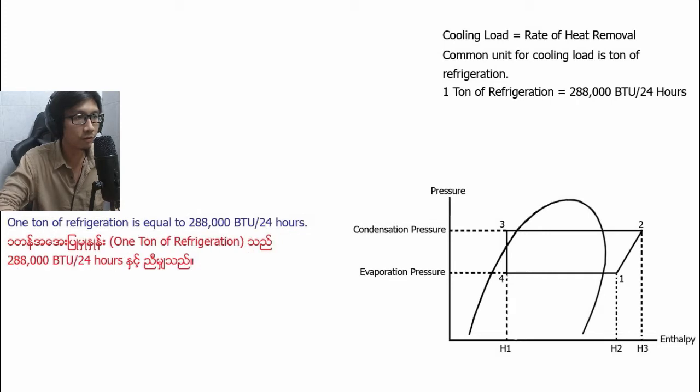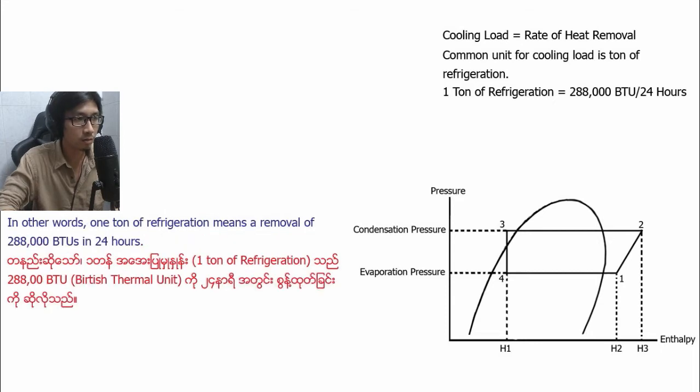1 ton of refrigeration is equal to 288,000 BTU per 24 hours. In other words, 1 ton of refrigeration means a removal of 288,000 BTU in 24 hours.